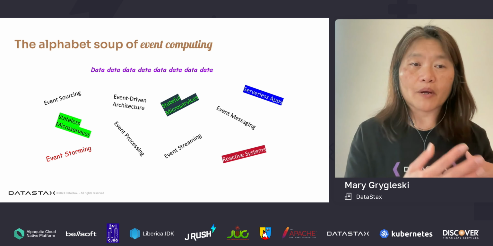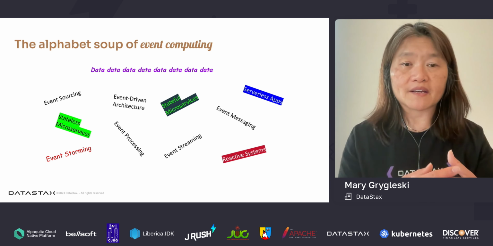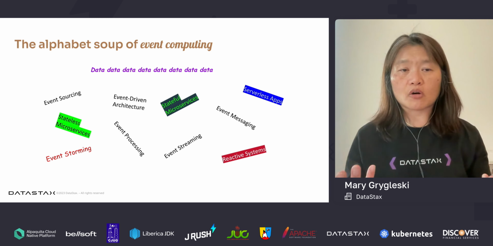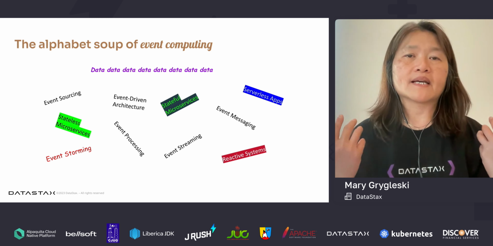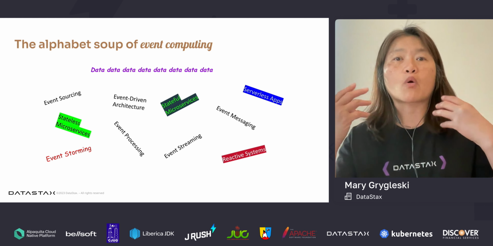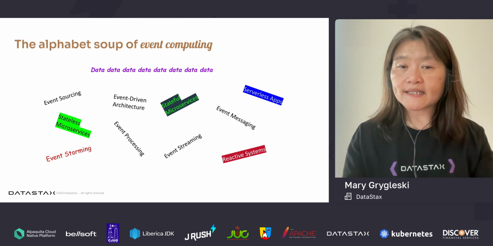Event sourcing is another way of capturing all of the events, being able to go back in time and replay, for example. And then event storming is a bit more about domain-driven design, right? It's more on the requirements type of aspect. Okay, so these are kind of basic terms.